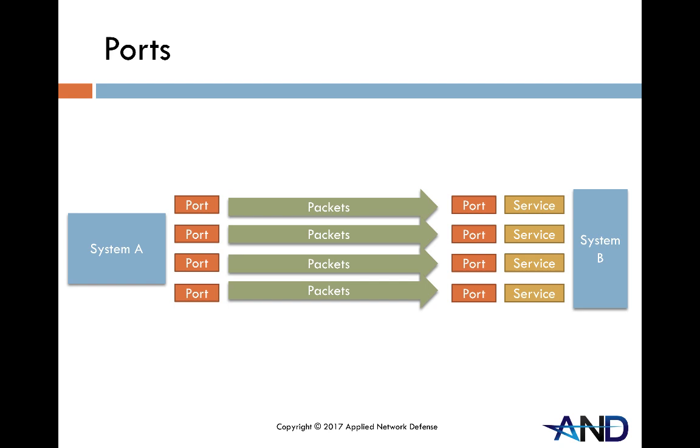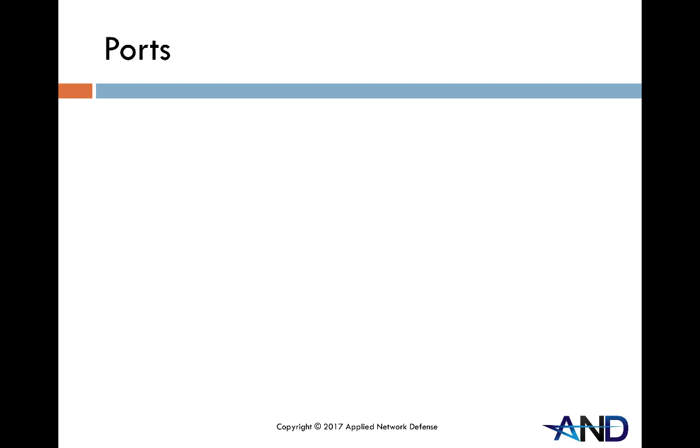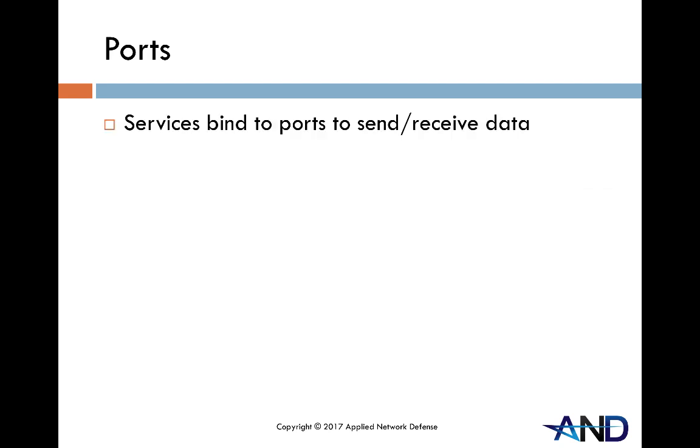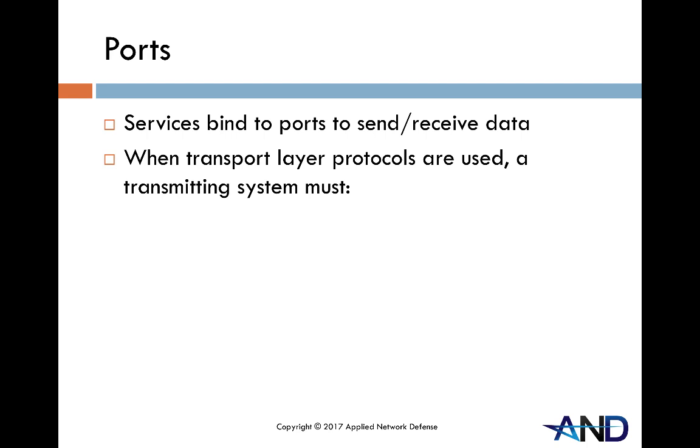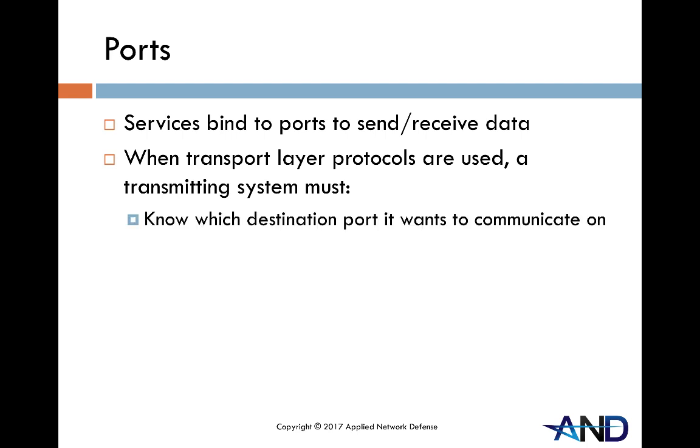Nonetheless, it's important to understand how ports function conceptually, and hopefully this will make a little bit more sense when we go through the specific protocols, TCP and UDP, just a little bit later. So to sum up our discussion of ports, services bind themselves to ports to send and receive data. When transport layer protocols are used, a transmitting system must know which destination port it wants to communicate on for the recipient system. That's information that has to be included in that packet. And it also must choose a source port to receive responses back.